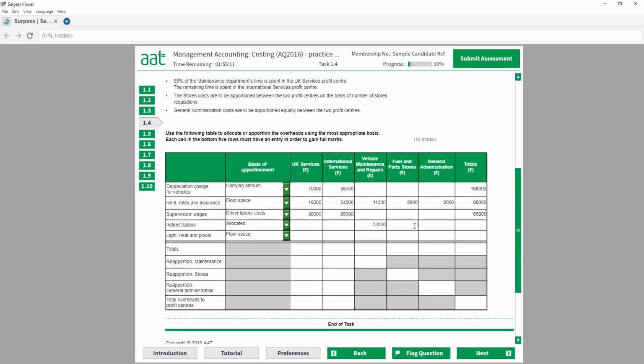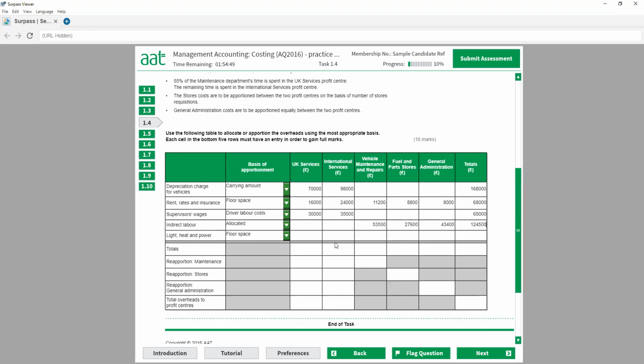Then the fuel, 27,600. And the general admin, 43,400. And we have a total, 124,500.